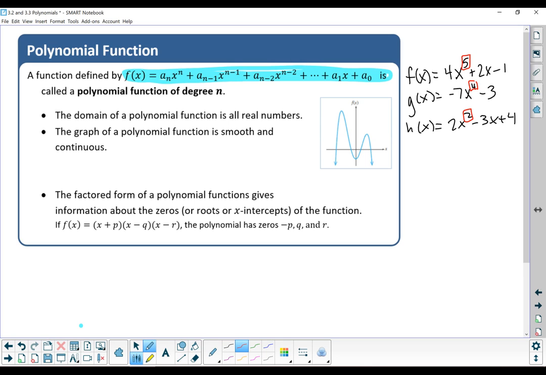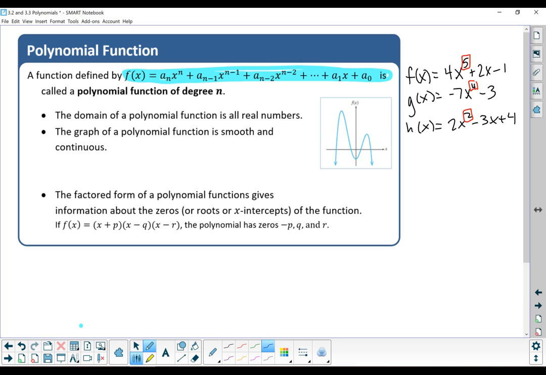And the domain of these polynomial functions is all real numbers. There aren't any x values that are going to give us errors or issues because we can always square a number, no matter what number it is. We can always raise it to a power. The graph of a polynomial, when you look at it, is smooth and continuous. They're curvy things. We oftentimes will factor polynomials in order to reveal information about the polynomial.